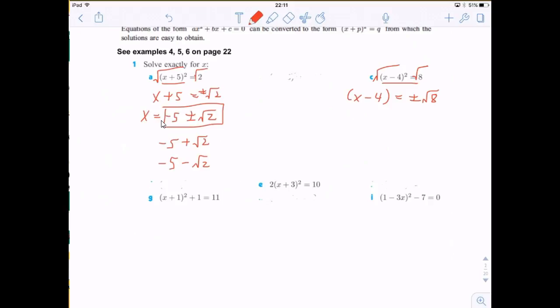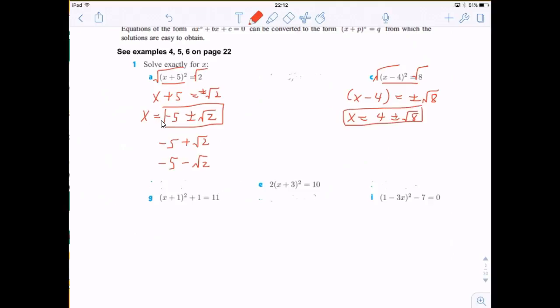Like, for example, what's the square root of 4? What number can you multiply together by itself to get 4? Well, there's positive 2, of course. Positive 2 times positive 2 is 4. But you can also multiply together negative 2 times negative 2. That also gives you 4. That's why we have to have plus or minus square root of 8, because negative square root of 8 times negative square root of 8 also gives you positive 8. Okay? Alright, so now all we need to do is add 4 to both sides. We get x equals 4 plus or minus the square root of 8.